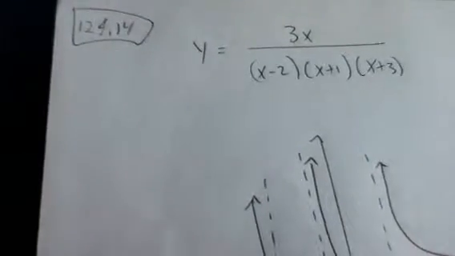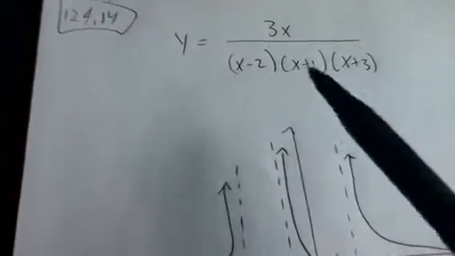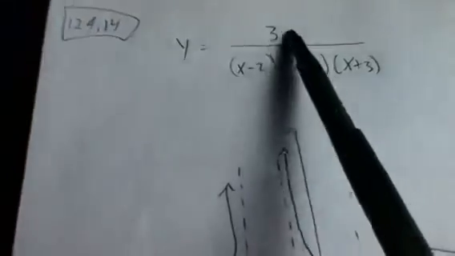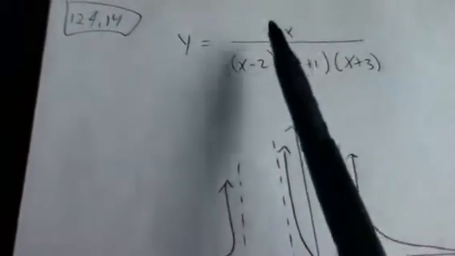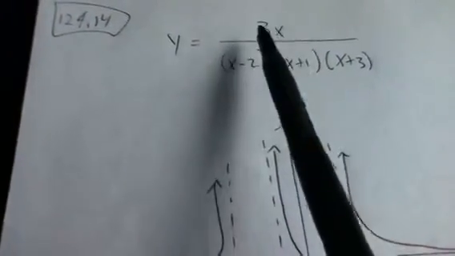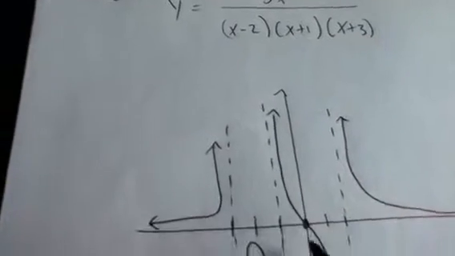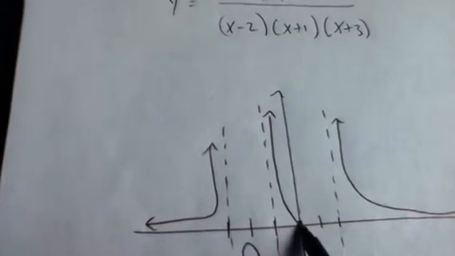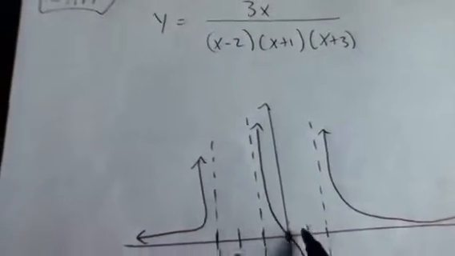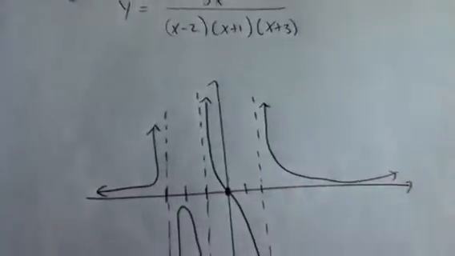Lesson 124, number 14. Got to graph it. So the numerator gives you the zeros. So you set it equal to 0. 3x equals 0. So x, there's going to be a 0 at 0, a 0 meaning an x-intercept at 0.